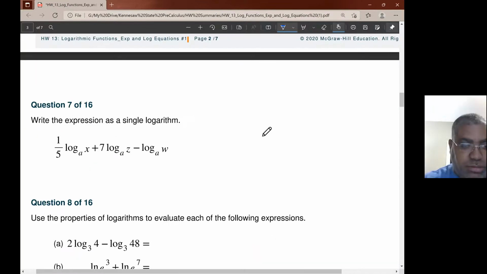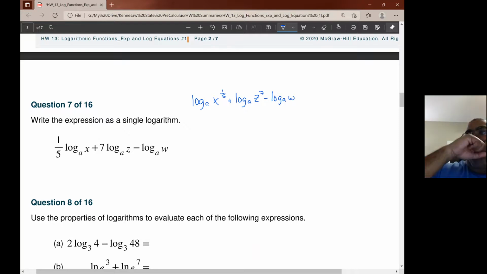Next, write the expression as a single logarithm. We get any numbers in, any coefficients to our logarithms or anything we're multiplying it by, and we move it back to where it belongs, and then we'll put it together. So we end up with log base a of x to the 1/5 plus log base a of z to the 7th minus log base a of w.